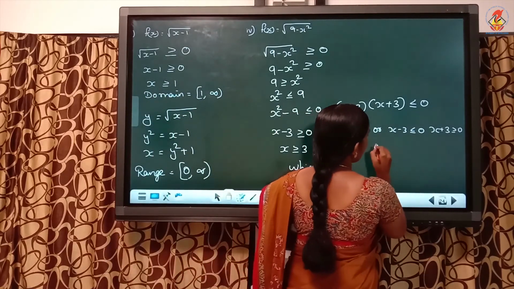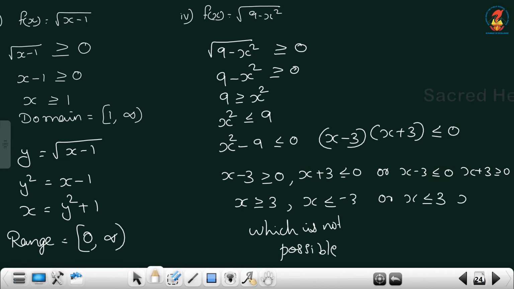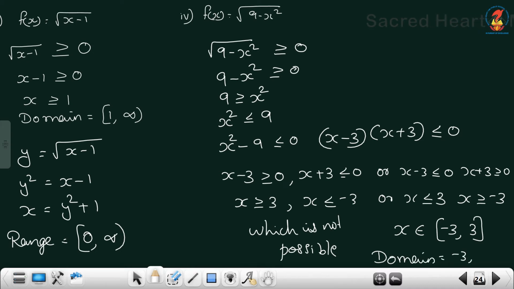Here, or this case, x less than or equal to 3. So you can give 2, 1.5, 1 like that numbers. And x greater than or equal to minus 3, that is minus 2, minus 1, that portion. So this case is possible, and together we can combine these two and we can write x belongs to minus 3 to 3. Is this correct? x is less than or equal to 3 and at the same time greater than or equal to minus 3. So I can write domain is equal to minus 3 to 3.